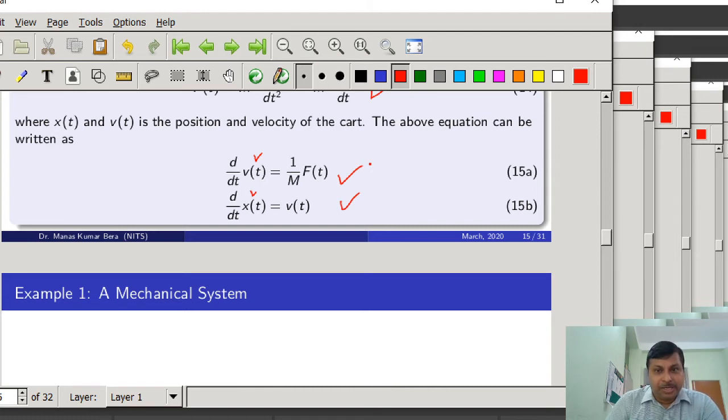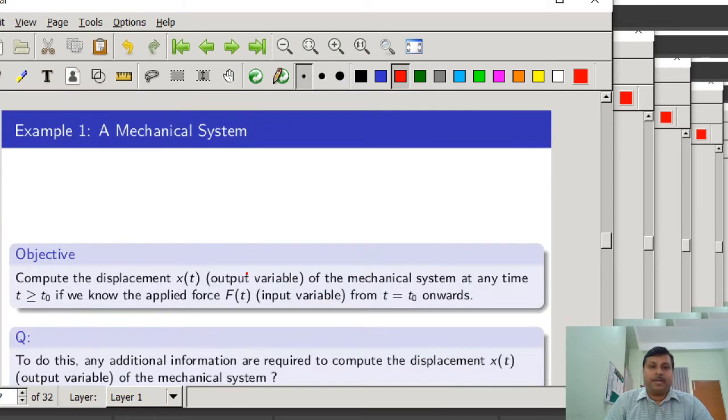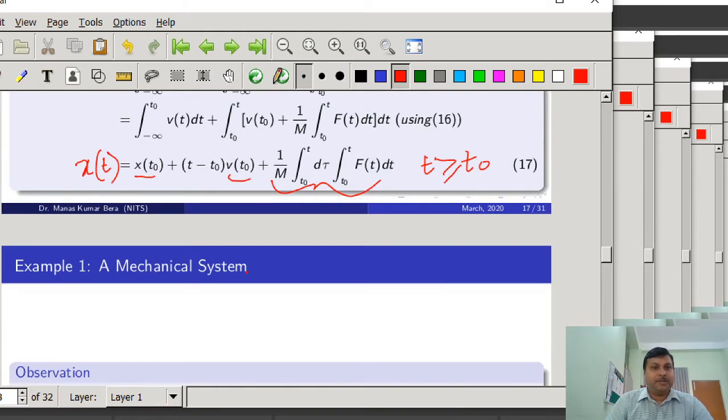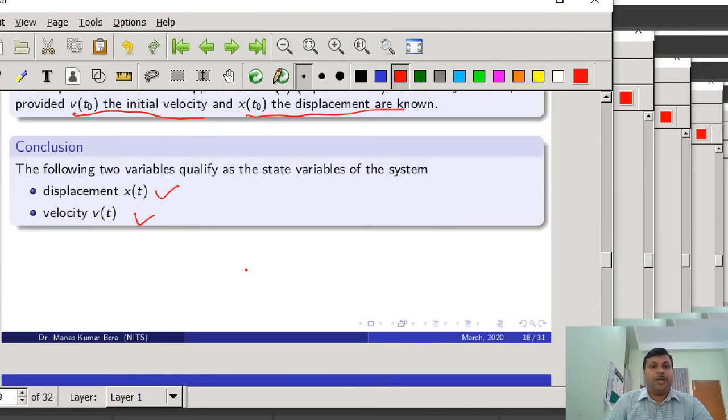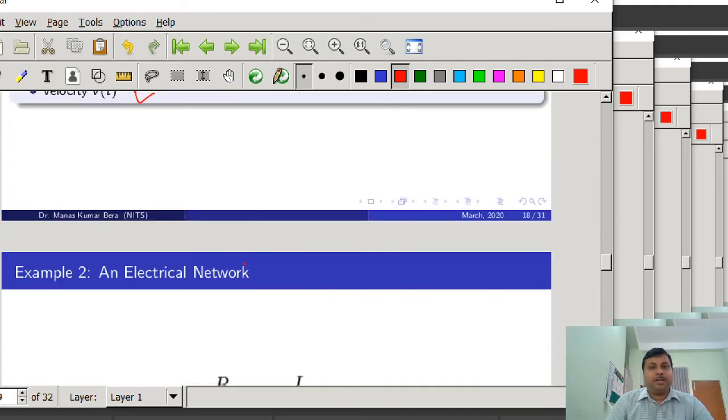So they are interrelated. Most of the time, or all the time, you will find that system dynamics are described as the first derivative of the state variables identified for a given dynamical system. This is a very important conclusion from this example.